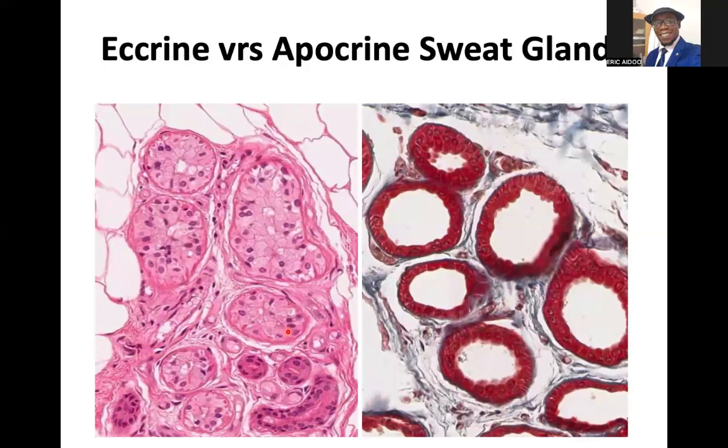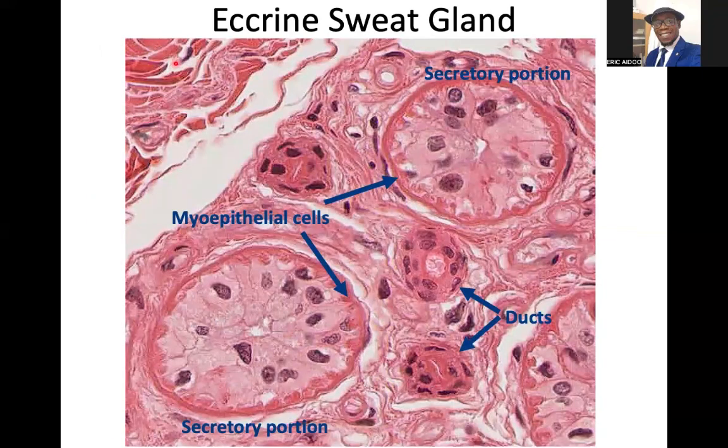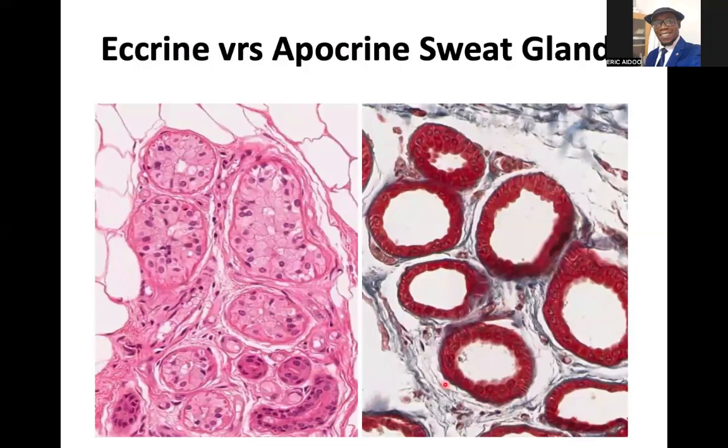So eccrine versus apocrine. Remember, the apocrine is released into the hair follicle, and the eccrine goes through its own duct. So what we saw here is the eccrine with its duct. So this is also eccrine with some ducts as well, and then secretory portions as well. Then these are apocrine sweat glands.